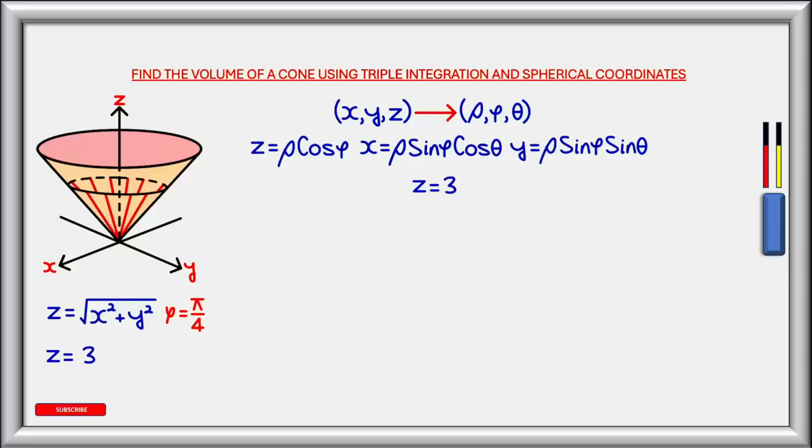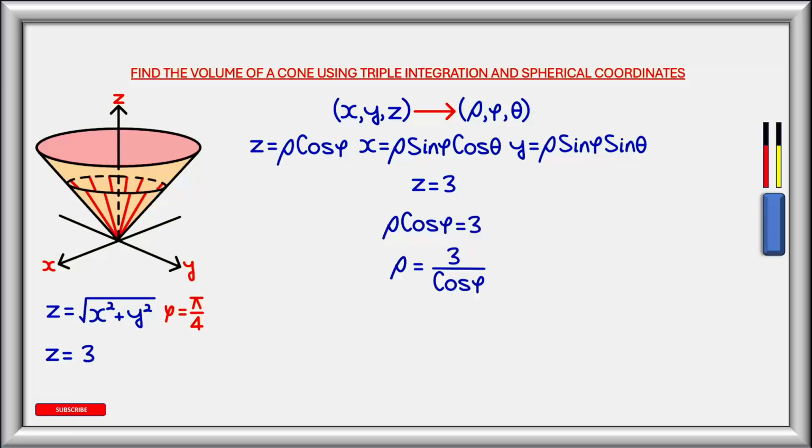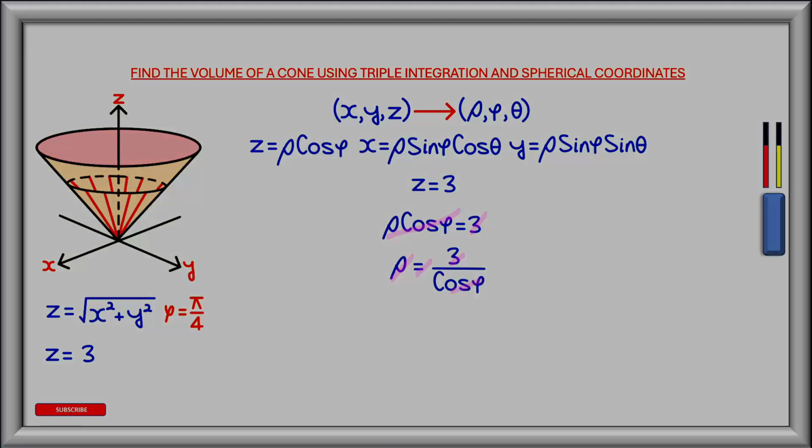We now need to do the same thing for the plane where z is equal to 3. And so making the substitution for z, we have rho multiplied by cos phi is equal to 3. And simplifying this gives rho equals 3 divided by cos phi.